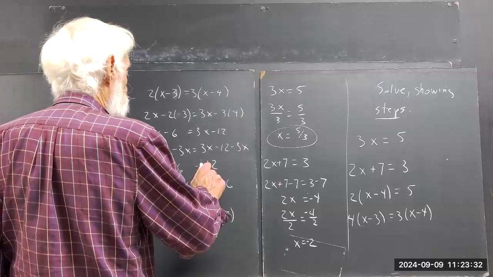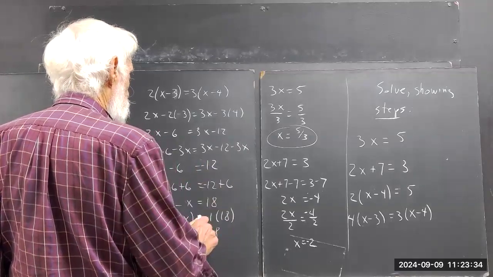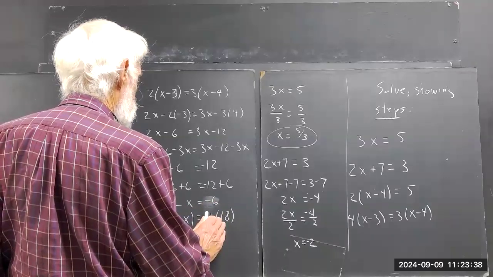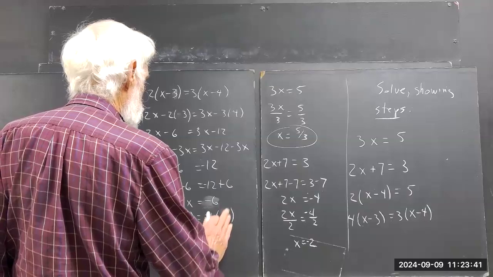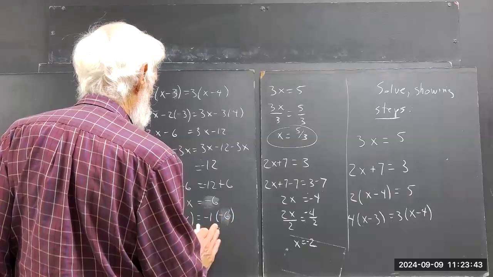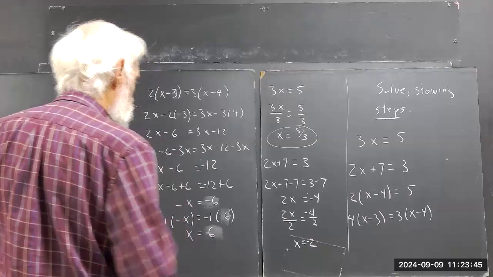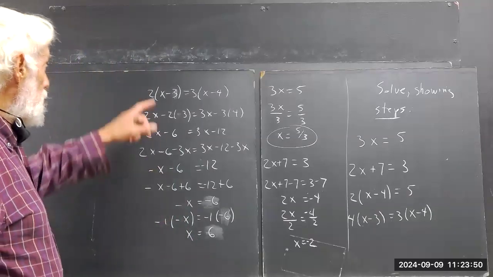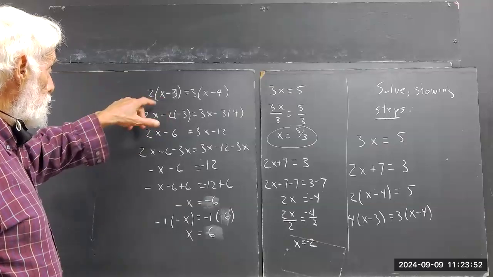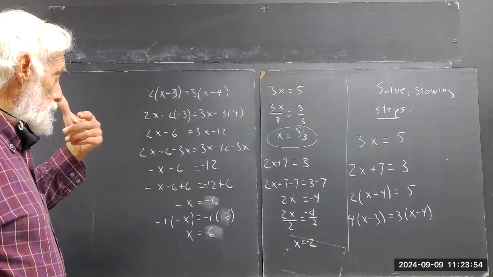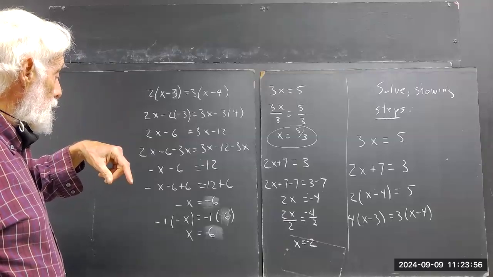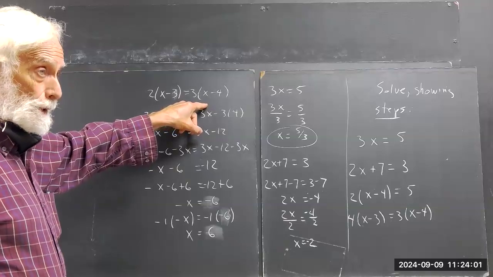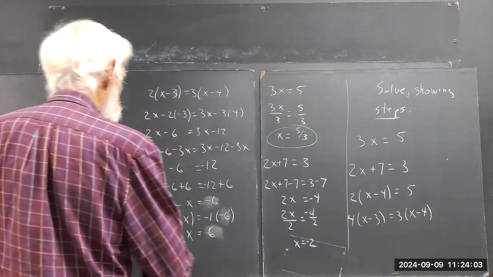So let's correct it. We've got minus 12 here, minus 12 here. That would be minus 6. We end up with x equals 6. Okay, let's see if I got it right this time. 6 minus 3 is 3, and 2 times 3 is 6. 6 minus 4 is 2, and 3 times 2 is 6. We get 6. So I'll just say the check.